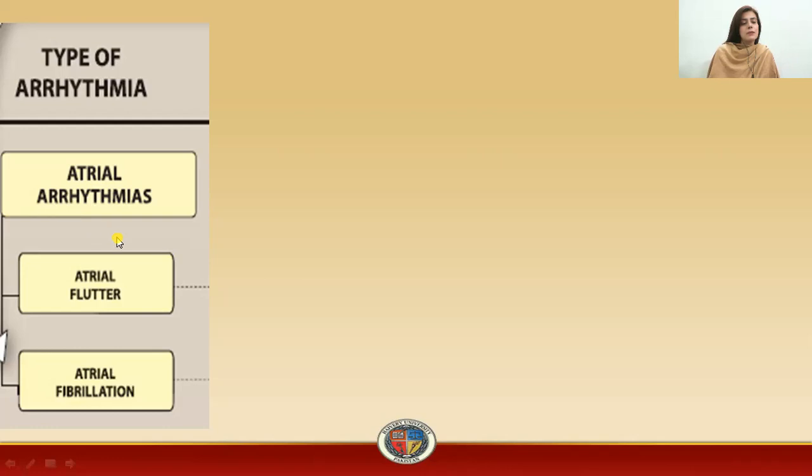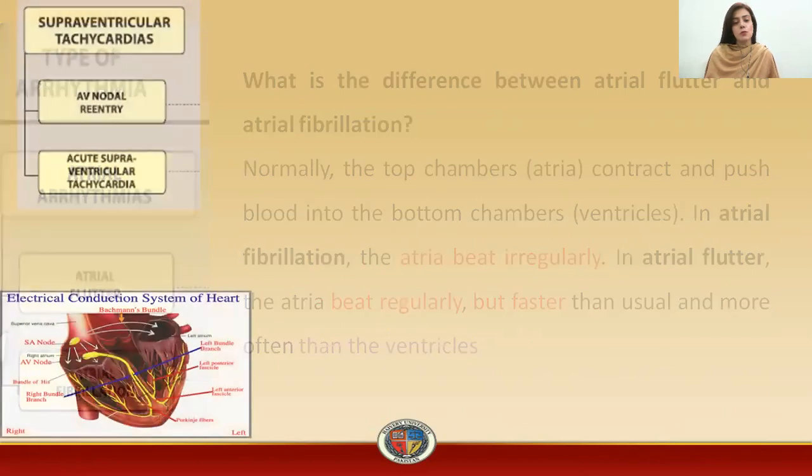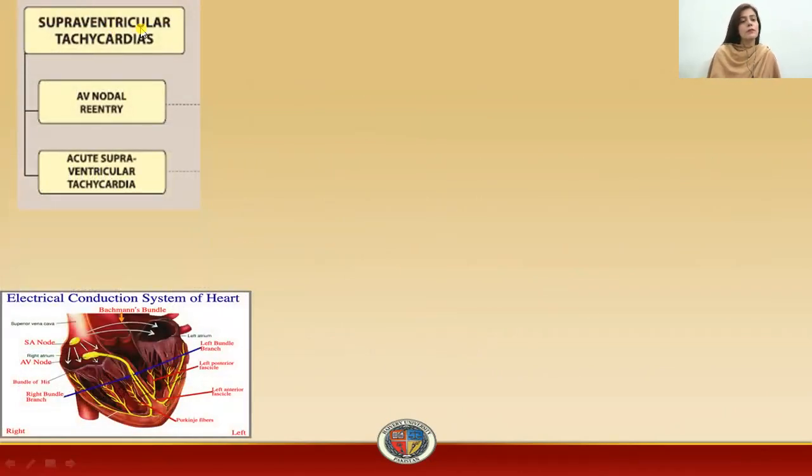Now, the first type is atrial arrhythmia, which is further divided into atrial flutter and atrial fibrillation. Now, what is the difference between flutter and fibrillation? Basically, fibrillation is the condition in which the atria beat irregularly, while in the case of flutter, the atrial beat is regular but faster than normal, that is, faster than the ventricles.